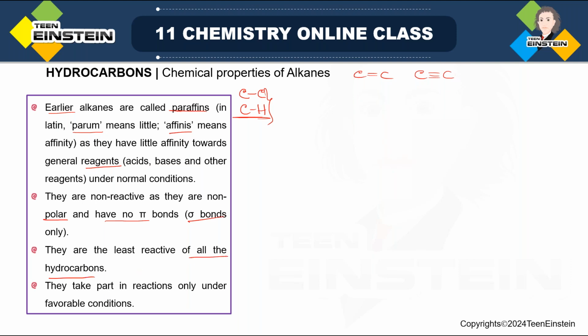This chapter is all about hydrocarbons. Remember the classification of hydrocarbons: there we have seen alkane, alkene, alkyne, then aromatic compounds. Except alkane, in all other cases you will find some pi bond. Only in alkane there is no pi bond. That is the reason they are least reactive compared to other hydrocarbons. They take part in reaction only under favorable conditions. If you apply some special, that is drastic, condition, then only is reaction possible.